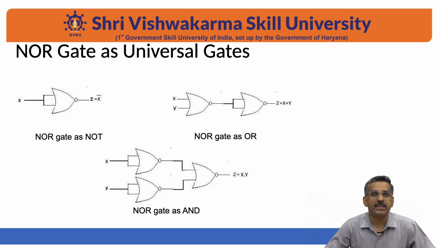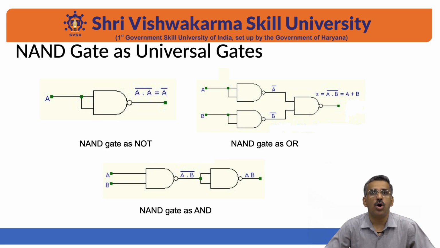So in this diagram we see that the NOR gate is giving the operation of inversion, the operation of multiplication, and the operation of summation. So this NOR gate will behave like a universal gate. Similarly, the NAND gate is also known as a universal gate.